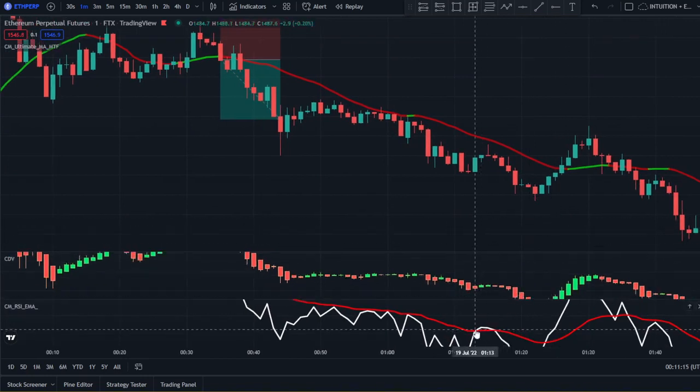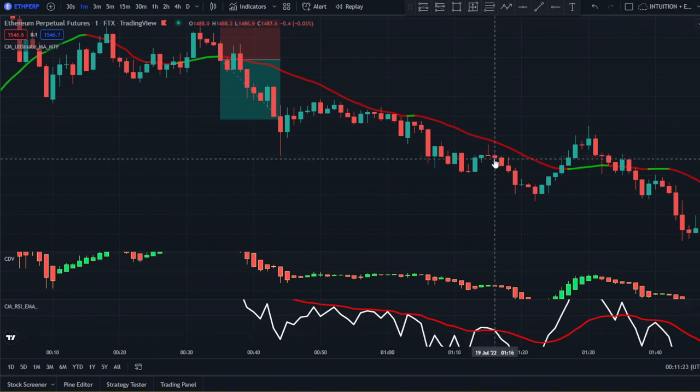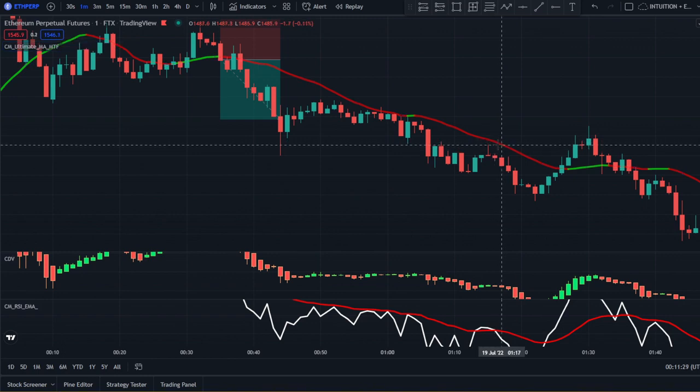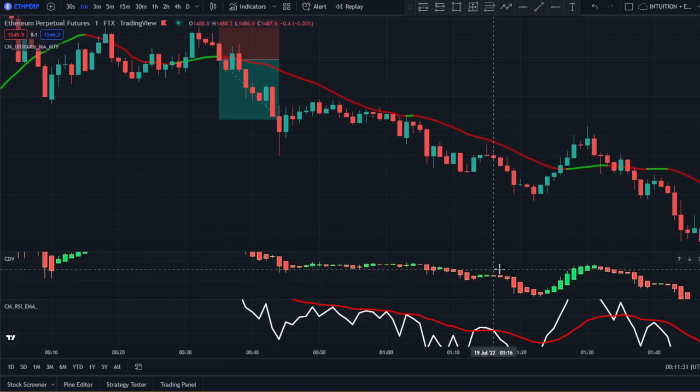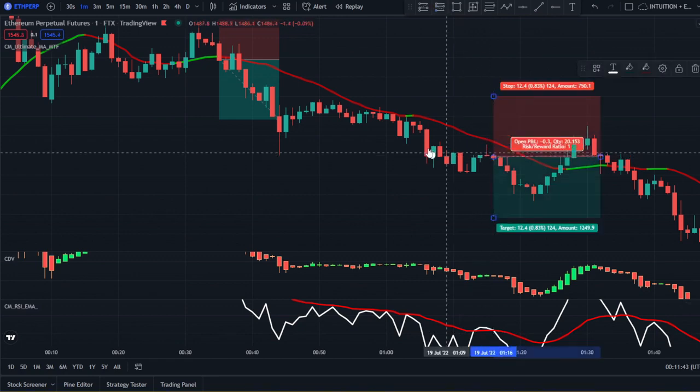We have a crossover of the CMRSI above and we have a crossover below. So let's look where the crossover occurred, and this is on this candle. The candle is below the price action and the trend line is red in color, so that is your first confluence. Secondly, you look at your CDV indicator and it shows that it's a red candle. Second confluence, and we have a crossover of the white line below the red line, and that is your third confluence, so that is a valid entry right here.